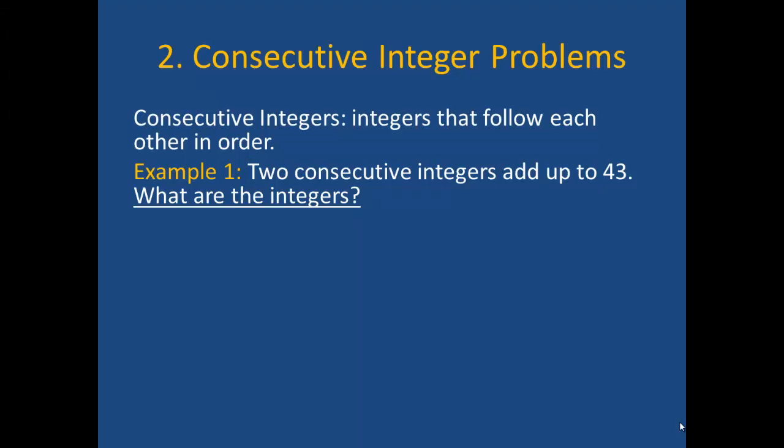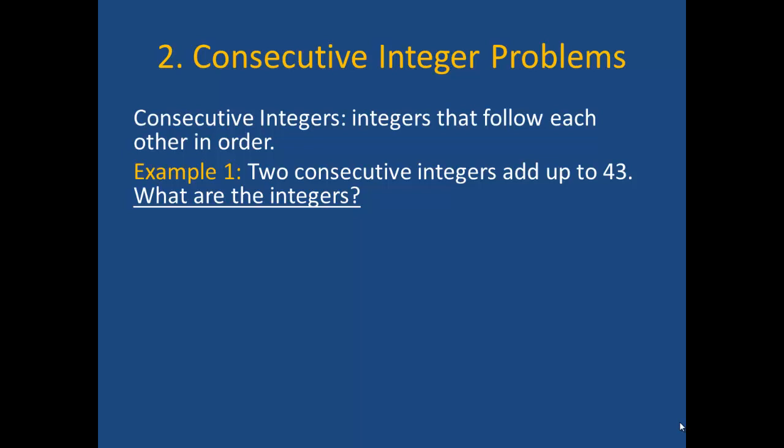Our next topic is consecutive integer problems. First thing you need to know is, what are consecutive integers? They are integers that follow each other in order. So often we think of them as integers on the number line that follow each other. For example, if I start with the number 4 and I want the next integer, it would be 5. If I start with the number 97 and I want the next integer, it would be 98.